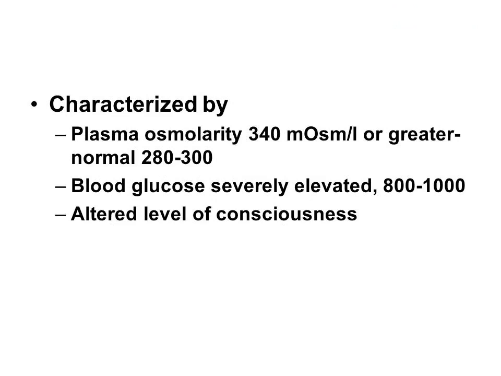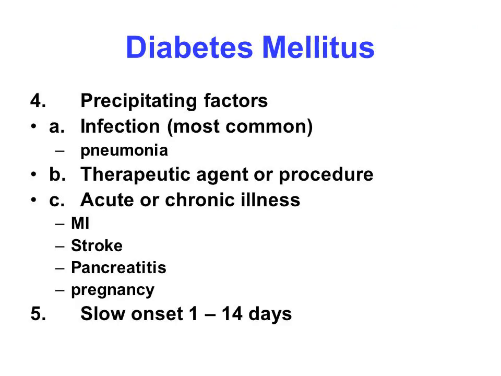Altered level of consciousness. Diabetes mellitus 4. Precipitating factors: A. Infection, most common. Pneumonia. B. Therapeutic agent or procedure. C. Acute or chronic illness. MI. Stroke. Pancreatitis. Pregnancy. 5. Slow onset, 1 to 14 days.